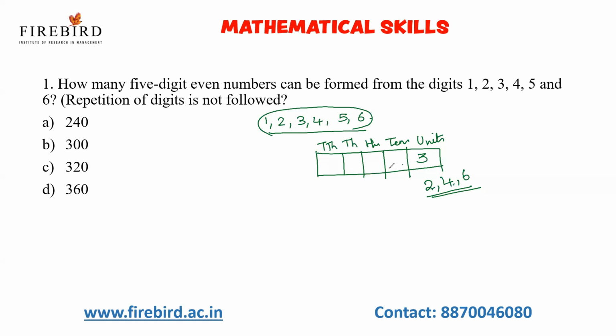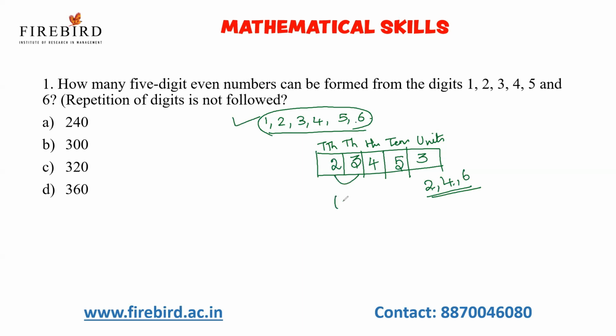You should also note that repetition of digits is not allowed. In total, they have given 6 digits. Among the 6 digits, I have filled 1 digit in the units place and the remaining 5 digits will be there. Out of 5 digits, I'll fill any 1 in the tens place. Now, out of 6 digits, I have chosen 2 digits and the remaining 4 digits, so out of 4 digits, I can select any 1 for the hundreds place. Remaining, there are 3 digits. Out of 3 digits, I can select any 1 for the thousands place. Remaining, there are 2 digits. Out of 2 digits, I can select any 1 for the 10,000 place.